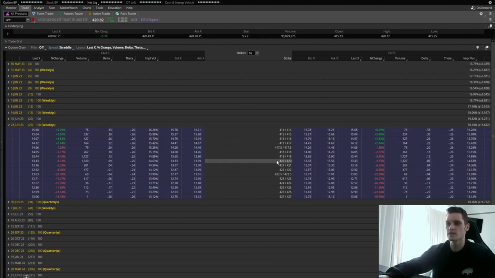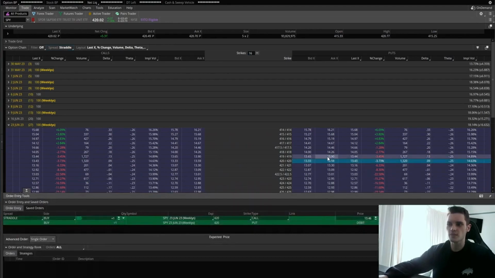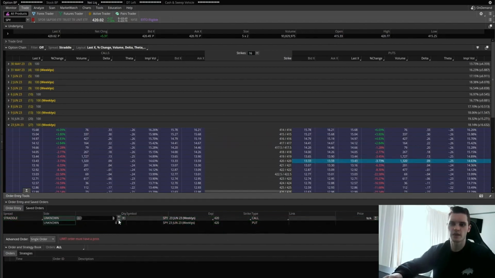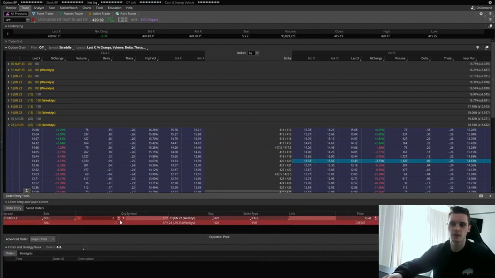So if we're looking at, say, the 420 straddle, what we do is left click. If you left click on the ask, that will buy the straddle. If you left click on the bid, that will sell the straddle. But you can always adjust it manually on this side. That would be to sell the straddle. That would be to buy the straddle.